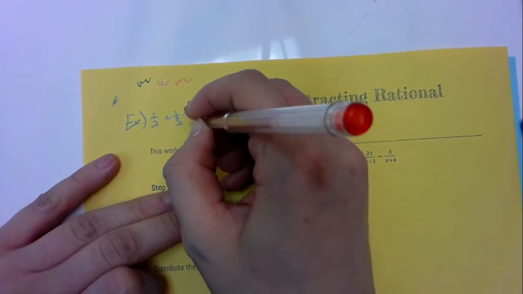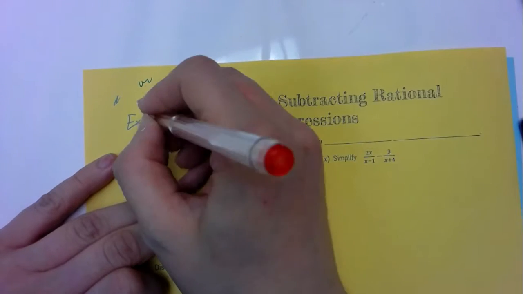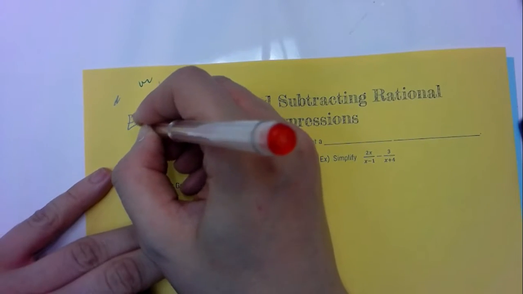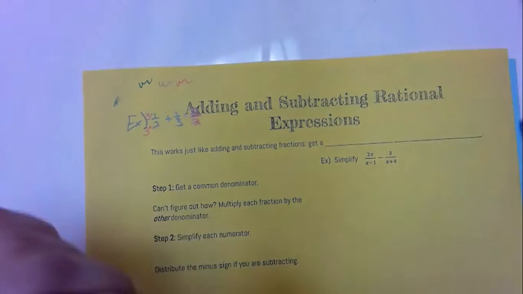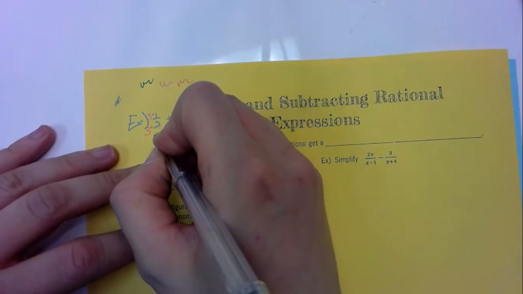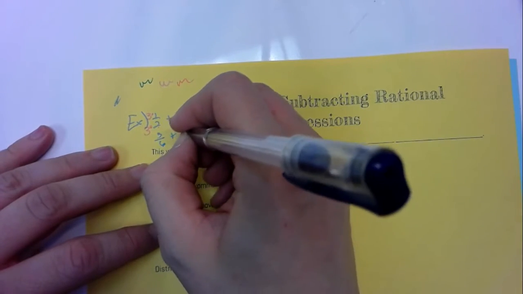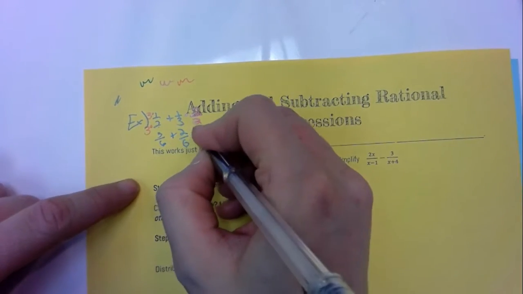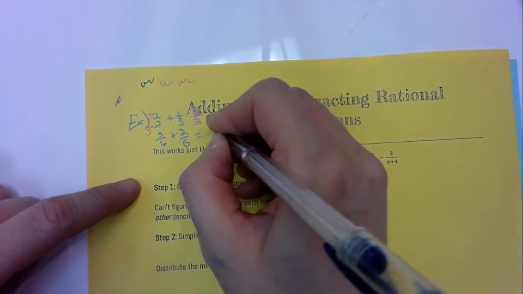So times 2 over 2. And this would be times 3 over 3. And then we would get 3 out of 6 plus 2 out of 6. And then we'd be able to just add across and keep the denominator.